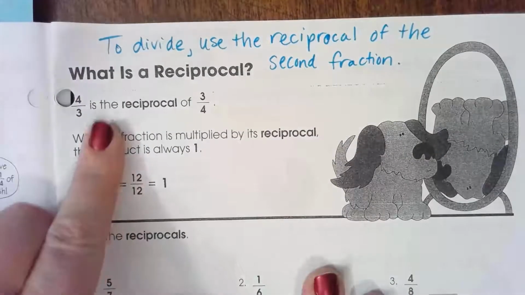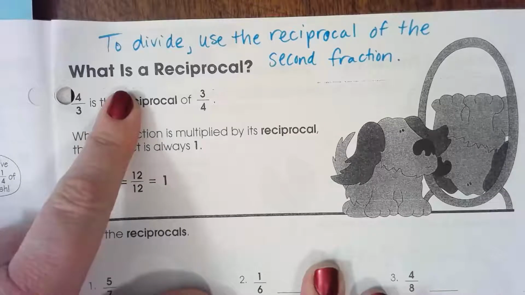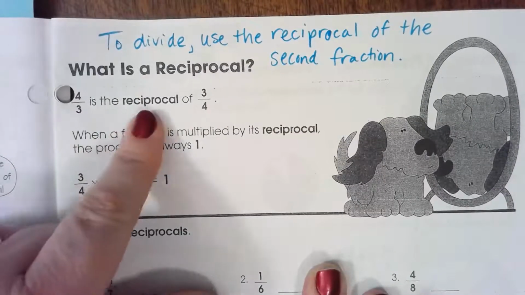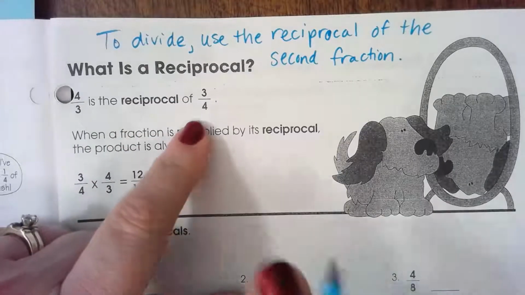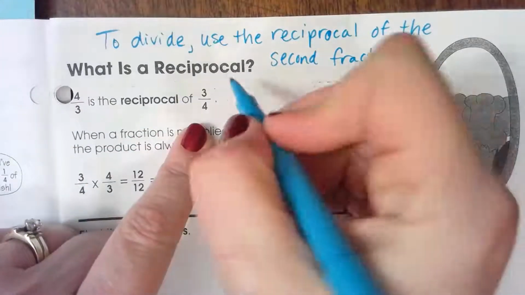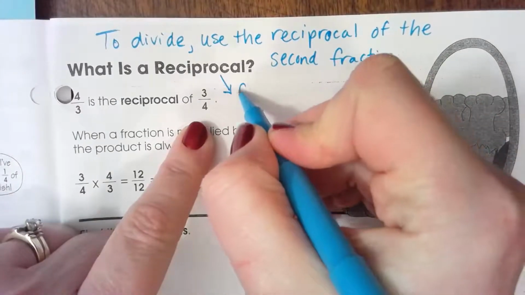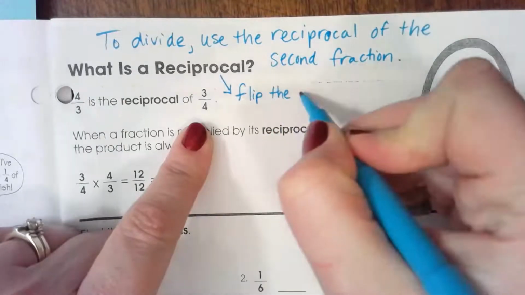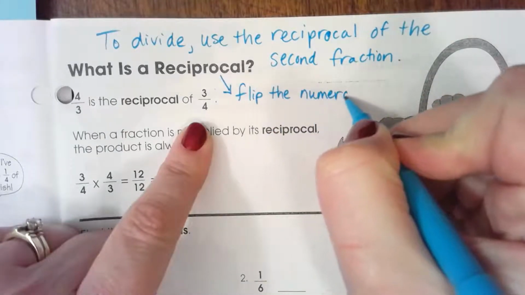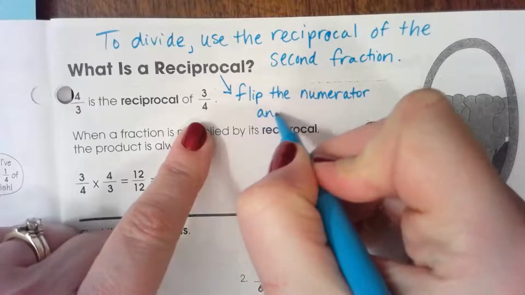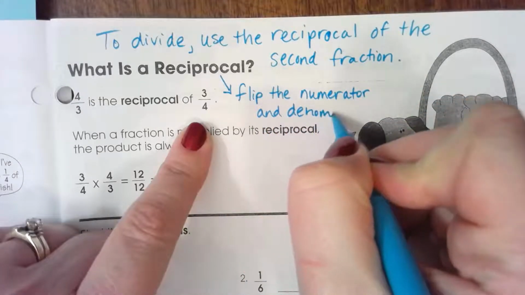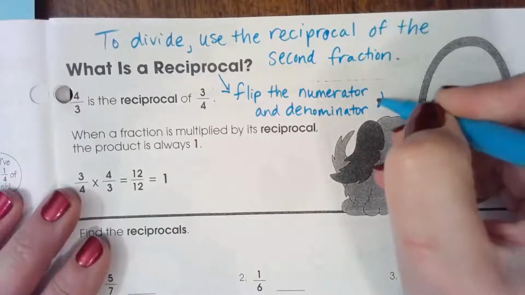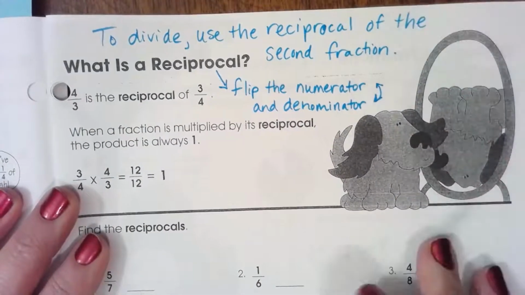Okay, a reciprocal, you might ask. What is the reciprocal? Well, if we have 4/3, the reciprocal is 3/4. We take our numerator and denominator and flip it. So a reciprocal is when we flip the numerator and denominator. Okay, so we're going to just flip-flop them to get our new fraction.